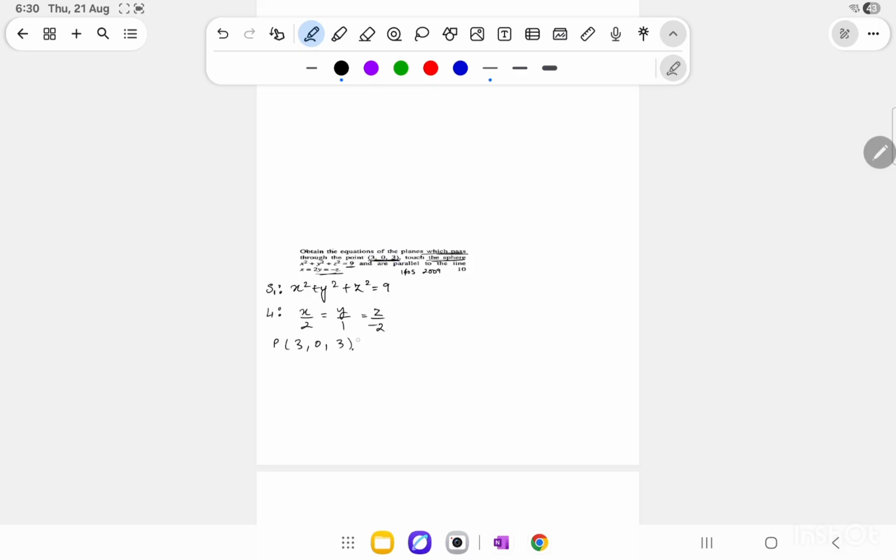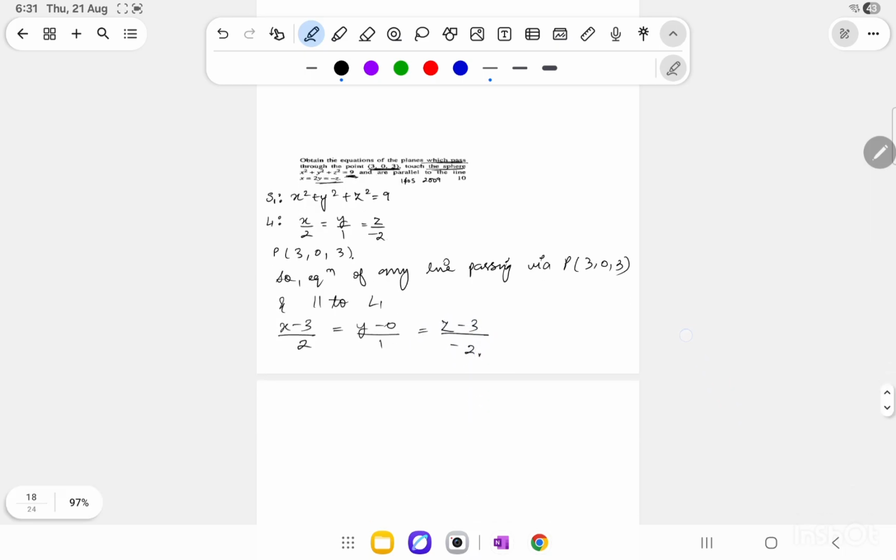The equation of the plane must pass through point P, and that plane is touching the given sphere. Also, that plane is parallel to the given line. So the equation of the line passing through point P (3, 0, 3) and parallel to line L1 would be (x minus 3) upon 2 equals (y minus 0) upon 1 equals (z minus 3) upon minus 2.